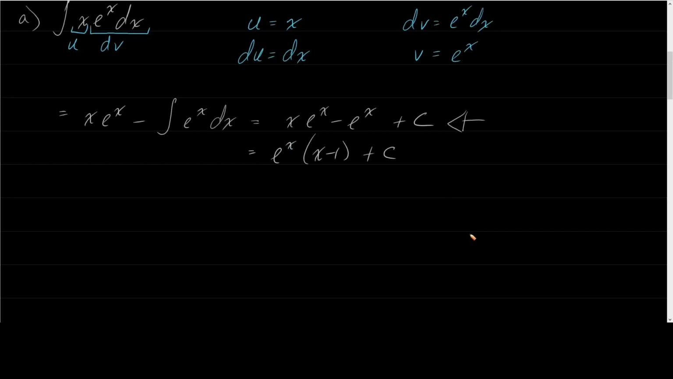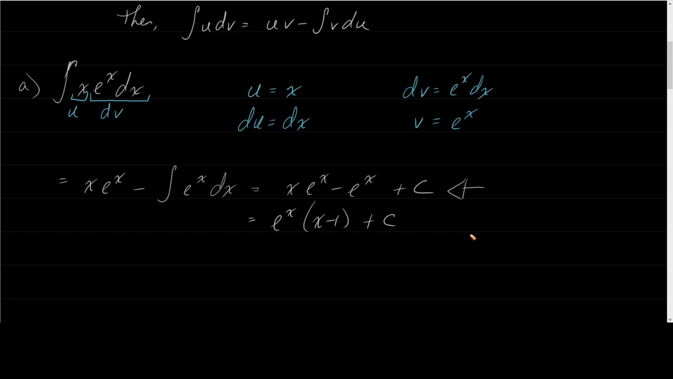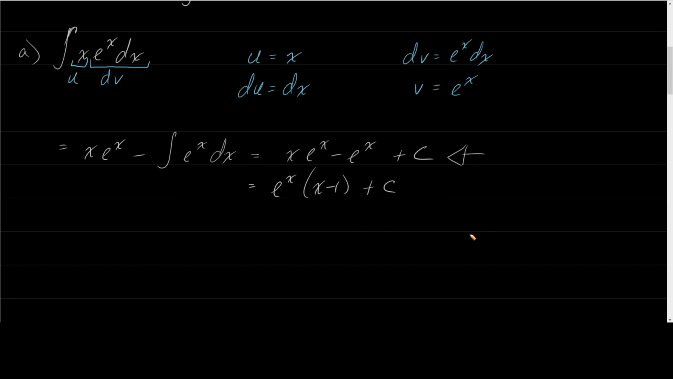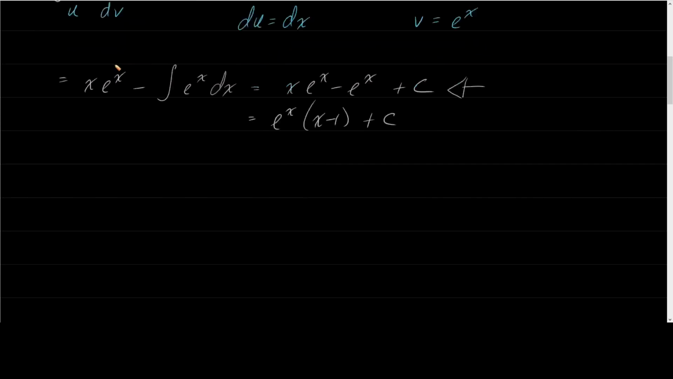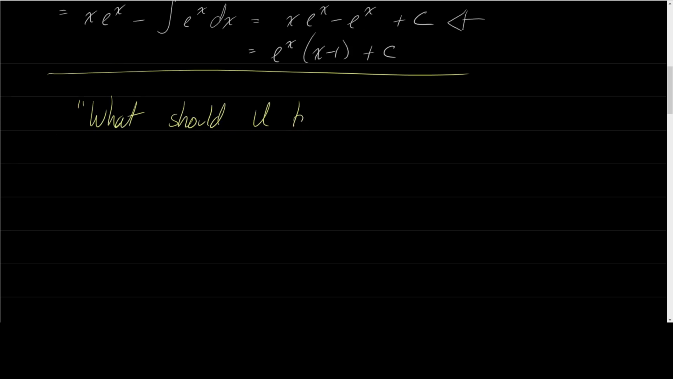Before we do more examples, let's talk about how to figure out what u should be. Because if we had done this the other way, if we had let u be e to the x and dv be x dx, then this would not have worked. So let's discuss this question: what should u be? That question is really answered by an acronym.